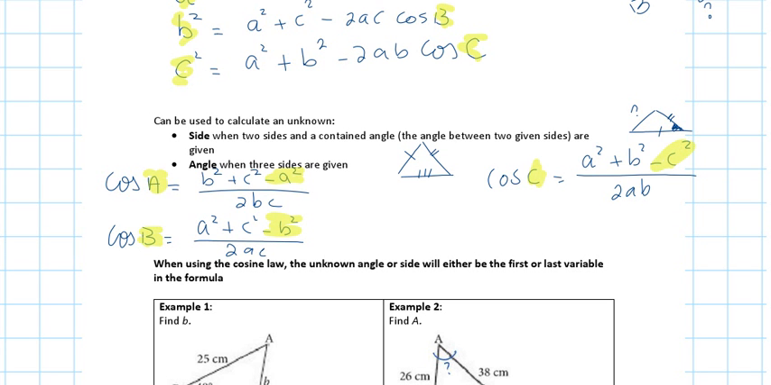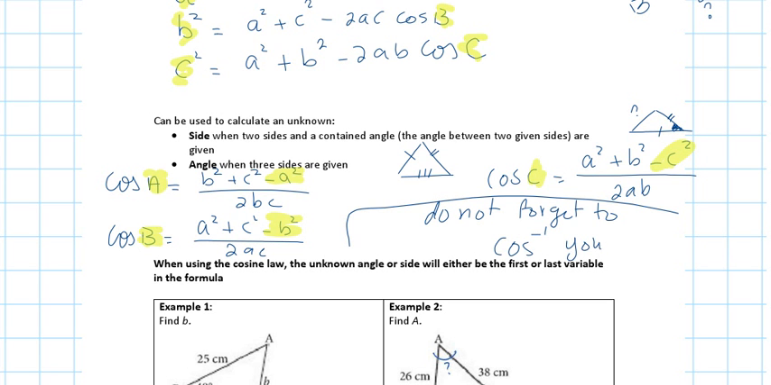If I want to find the angle, what do I do? Cosine first. So in this case, do not forget to cos inverse your answer. Because in this case, you're going to get cosine C equals 0.325. Okay? What is angle C though?